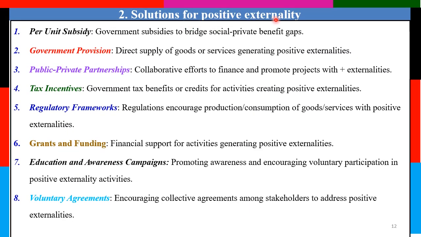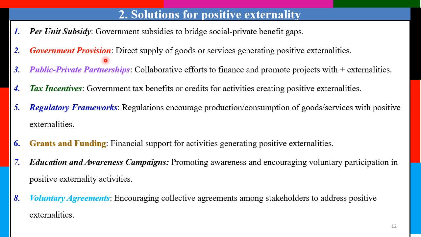Solution for the positive externality. Next to the solutions for the negative externality, here we have the solutions for the positive externality. The first one is per unit subsidy. The government subsidizes to bridge the gap between social and private benefit. So these subsidies encourage, maybe, the producers, in order to avoid the negative externality and to produce the positive outcome.